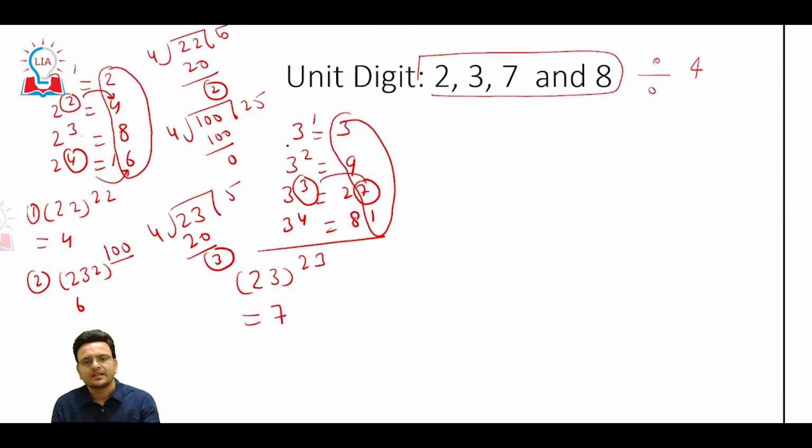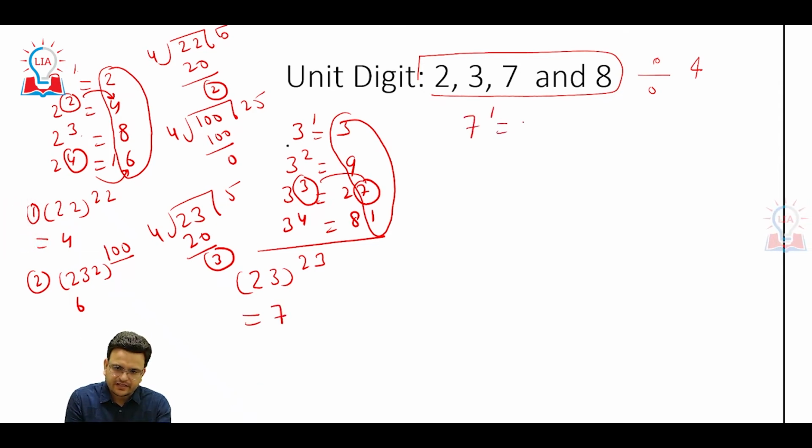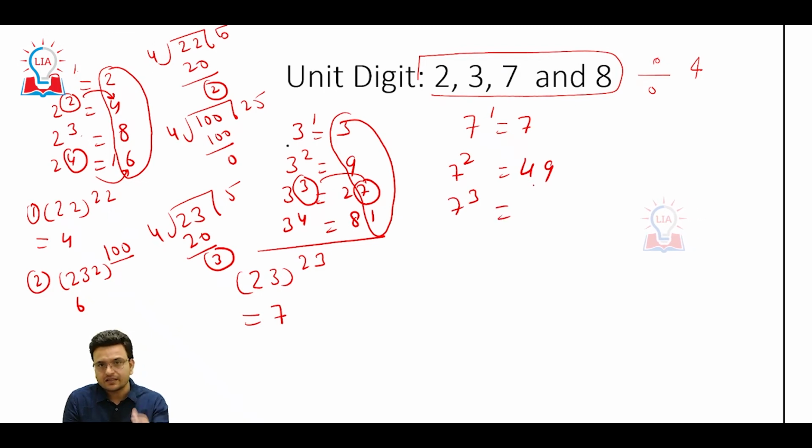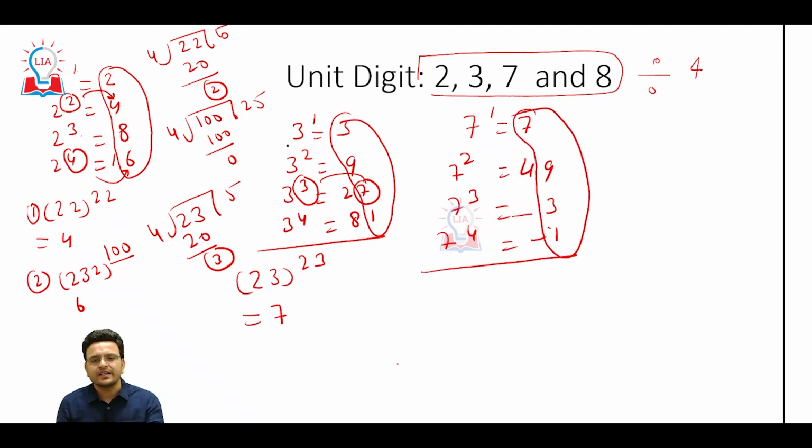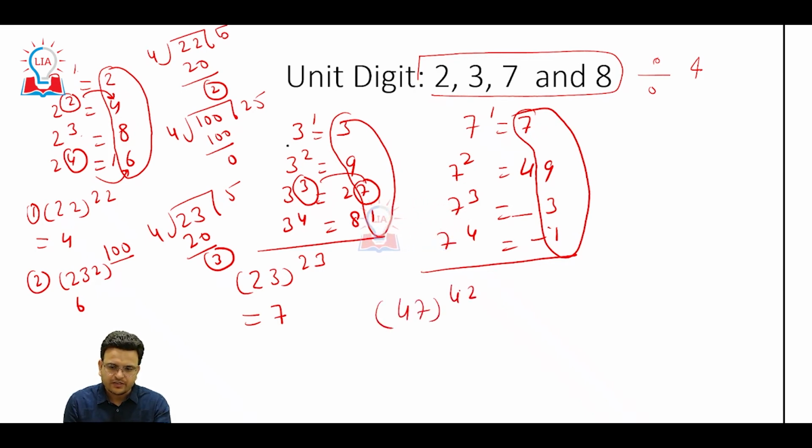Same way, 7 ones are 7, 7 to the power 2 we have 49, 7 to the power 3 we have 343, so 3, and 7 to the power 4 we have 2401, like 1. So unit place will be these only. So what we should do, like we have 47 to the power 42, we just divide the power by 4, remainder will be 2, at the 2 we have 9, so unit place will be 9.